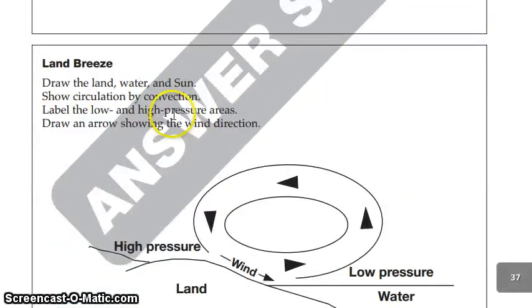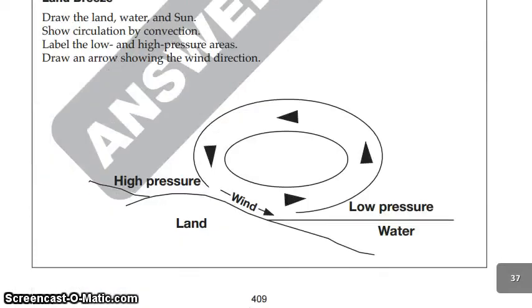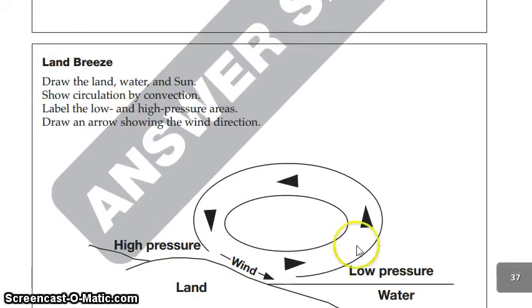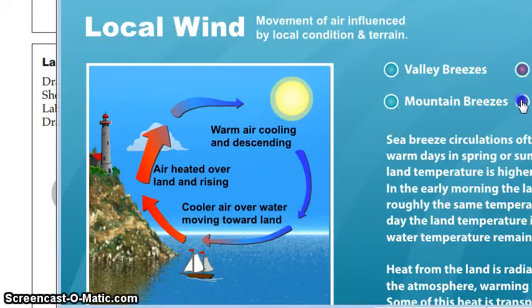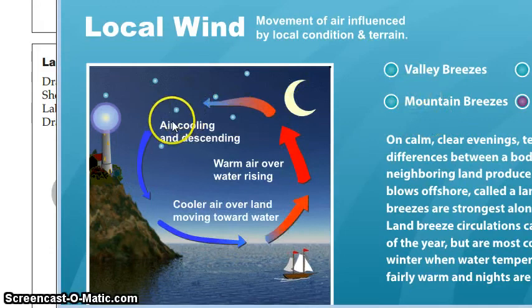Next we're going to have a land breeze, and with the land breeze, we're going to have the opposite happen. Okay, and even going back to our example here with a land breeze, we're going to have the complete opposite at nighttime.